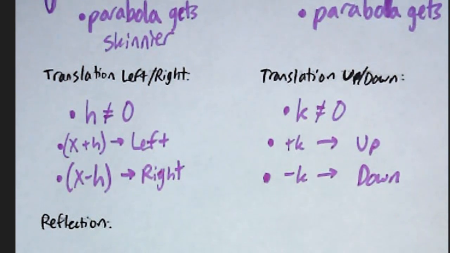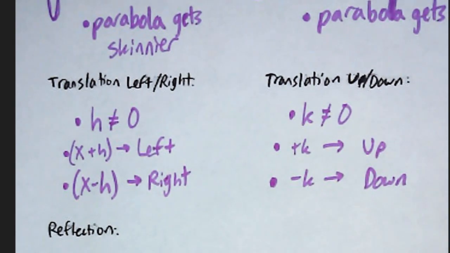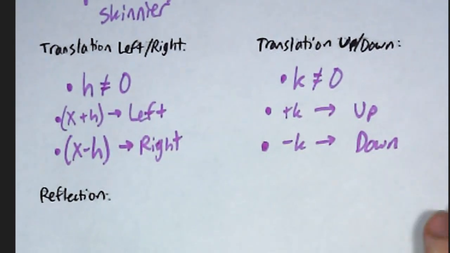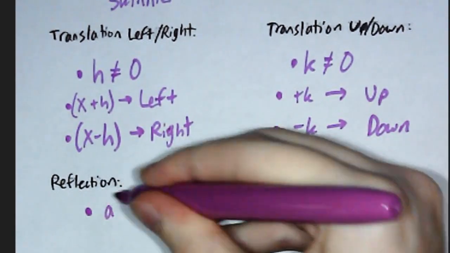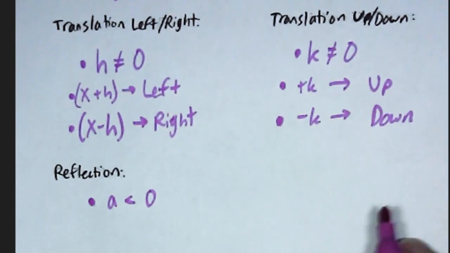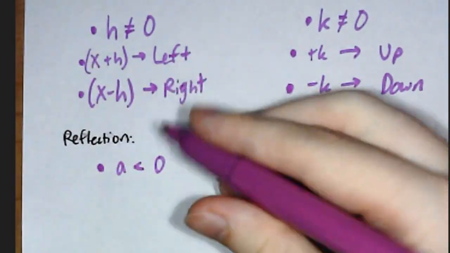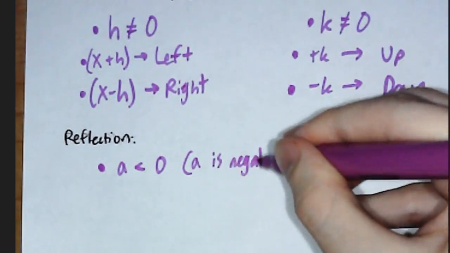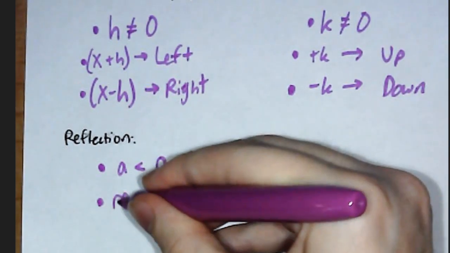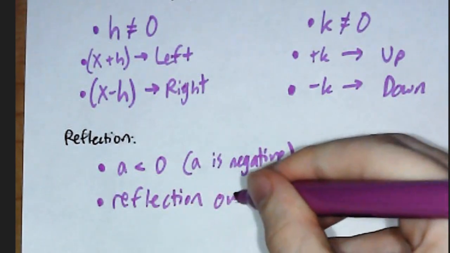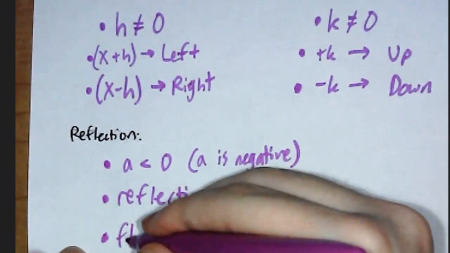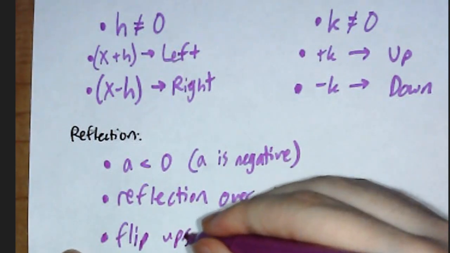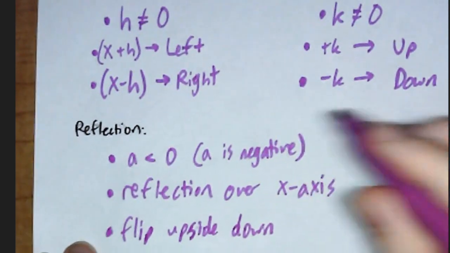Okay, and now for reflections. We only deal with reflections across the x-axis in AFDA, so we're going to talk about this. When a is negative, or when a is less than 0, this causes a reflection over the x-axis. And it causes the entire parabola to flip upside down. Kind of like that.